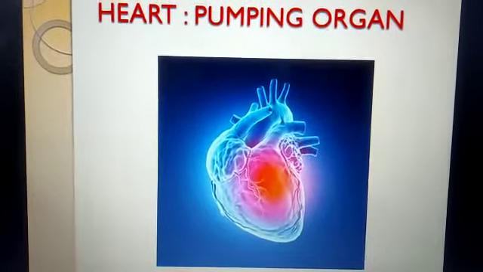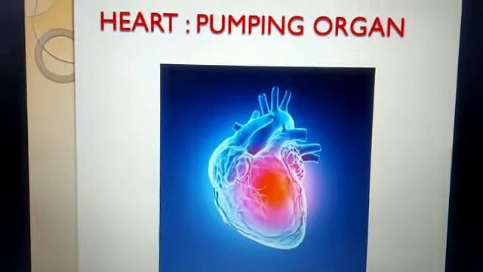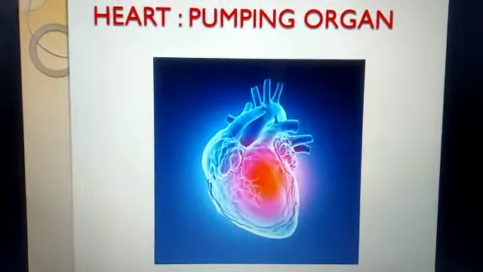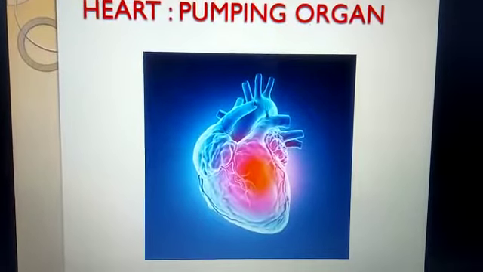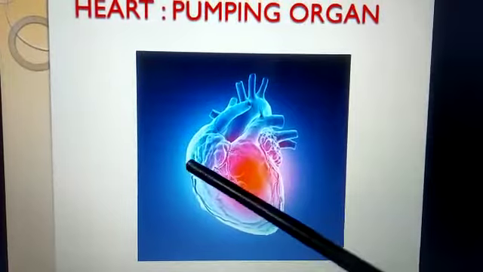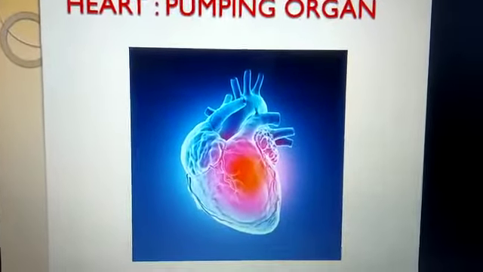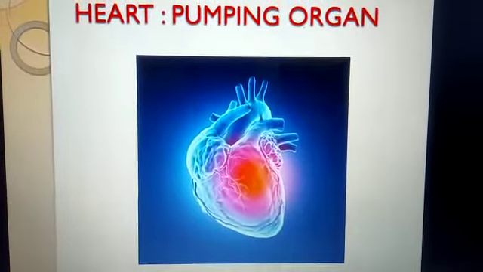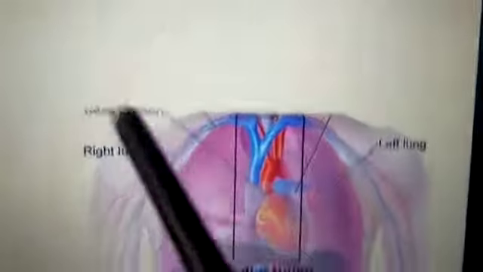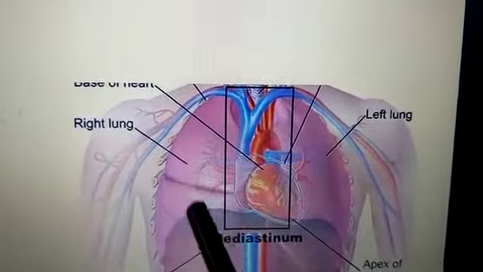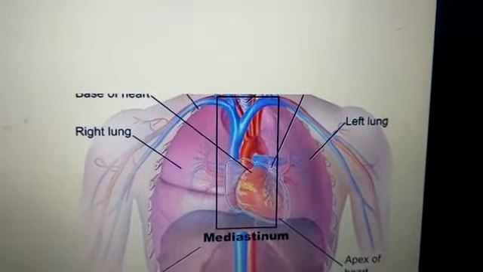Size is about one's fist. Weight 300 grams in males and 250 grams in females. Shape is conical, broad at apex and narrow, conical at the base. Location. It is located between two lungs in a cavity called as mediastinum.